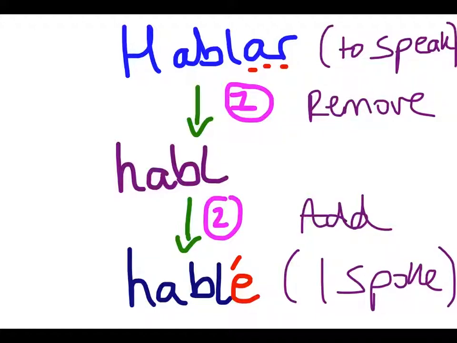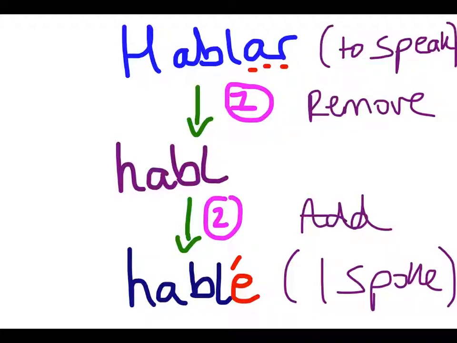The first step is to remove the final two letters of the infinitive. So in this case, it's the AR from hablar. That leaves us with the stem, which you can see in the middle of the screen in purple, habl. To then create a past tense, we need to add the appropriate ending.